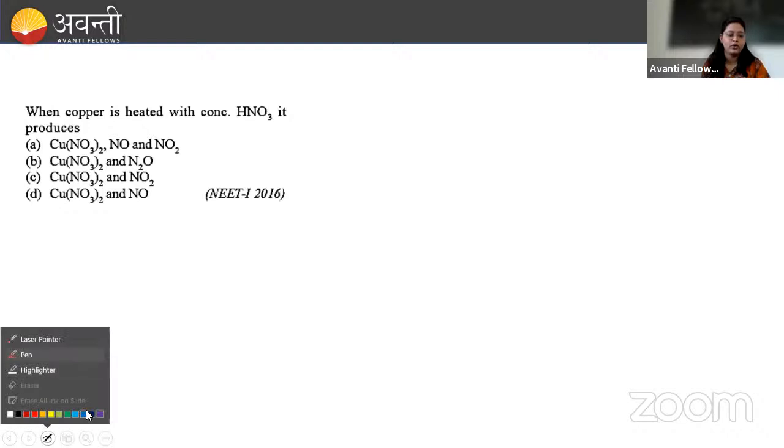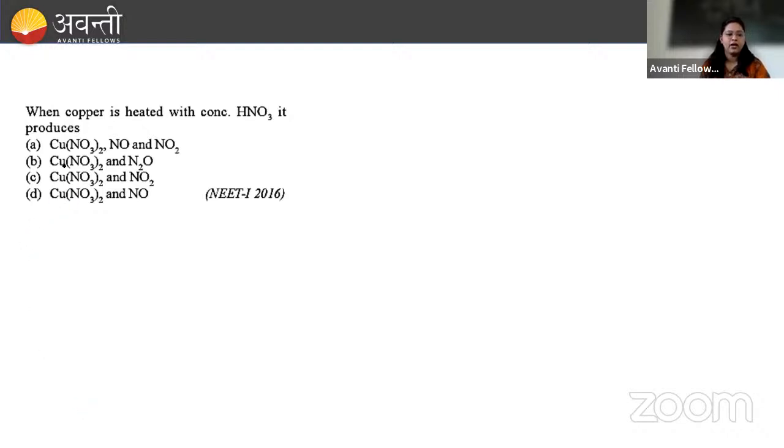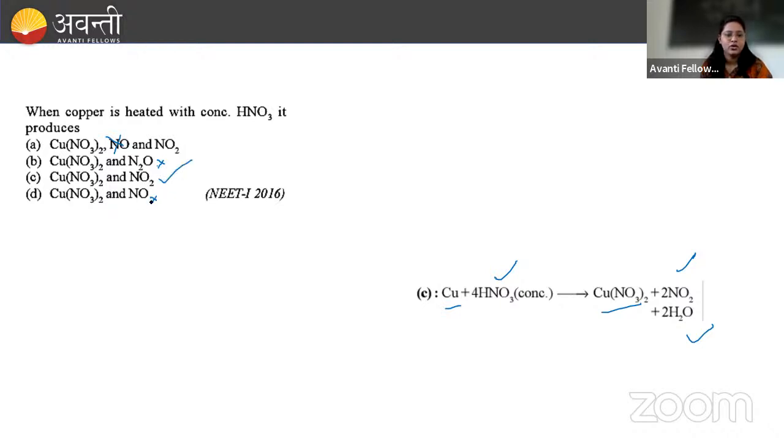Okay, yeah. Next problem, when copper is heated with concentrated HNO3, it produces. So what is it going to produce? So see here, we need to consider the reaction here. When copper is heated with HNO3, that is concentrated nitric acid, what is it producing? Here Cu(NO3)2, NO2 and H2O. So which of the options here is correct? So it is giving us NO2. तो यहाँ पे NO भी दिया हुआ है, ऑप्शन ए में नहीं चलेगा ये, ठीक है, यहाँ N2 ये भी नहीं चलेगा, यहाँ NO2 दिया है, so this is the correct option. This is also not correct. So option C is the correct answer here.